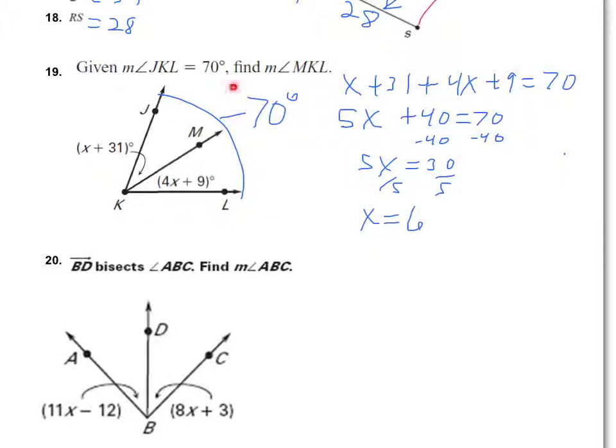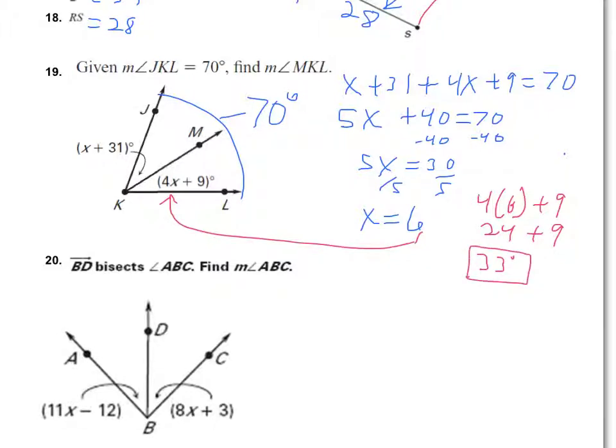The original question says find the measure of angle MKL. So we want to plug 6 in for x right here. So I'm really going to have 4 times 6 plus 9. So that's 24 plus 9. Add those together and I get 33 degrees. That's the answer I want.